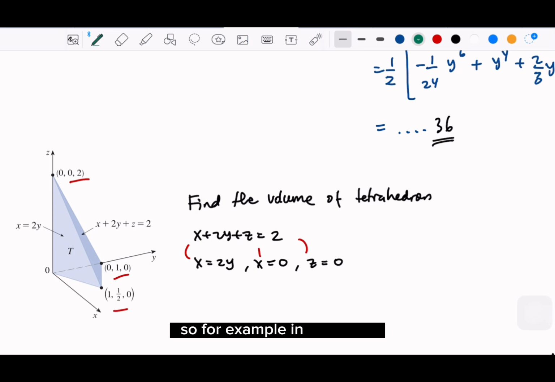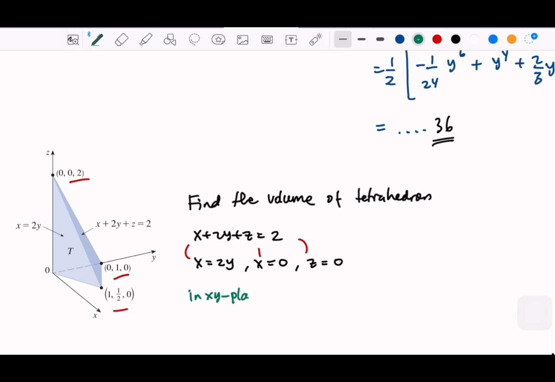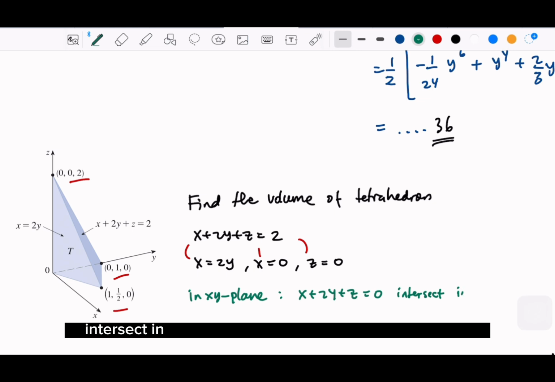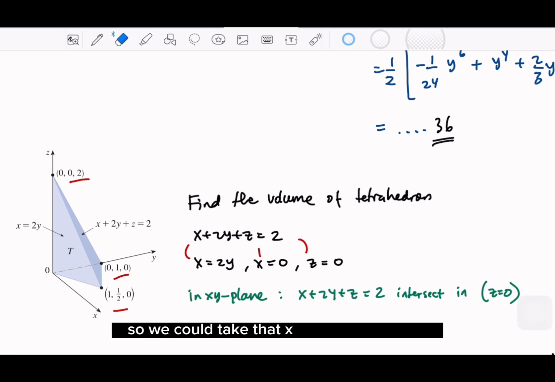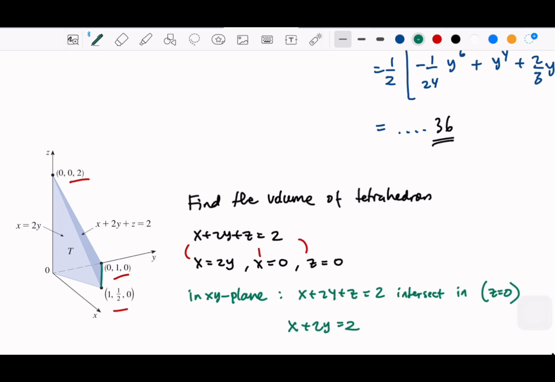So for example, in the xy plane, we can see that the plane x plus 2y plus z equals 2 intersects using z equals 0. So we could take, it's not a 0, this is 2. So we could take that x plus 2y equals 2. Okay, which is on this part here. Right, x plus 2y equals 2.